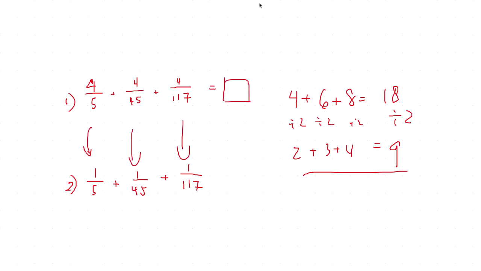Okay, Grace, divide. So 4 over 5 had to become 1 over 5. Divided by what? Grace, divided by what? 4. Very good. So all of them divided by 4.